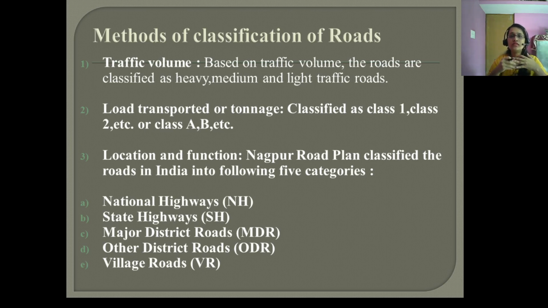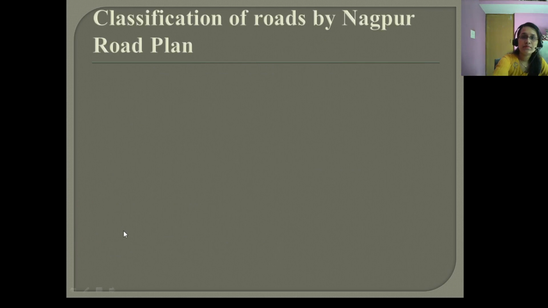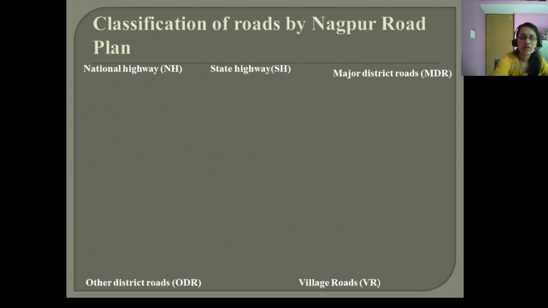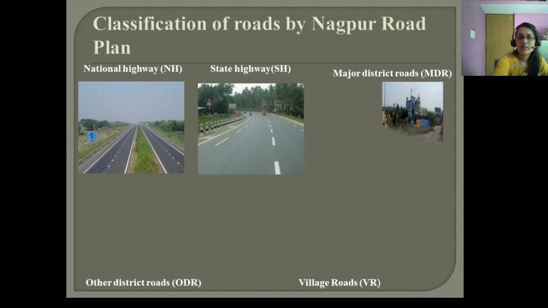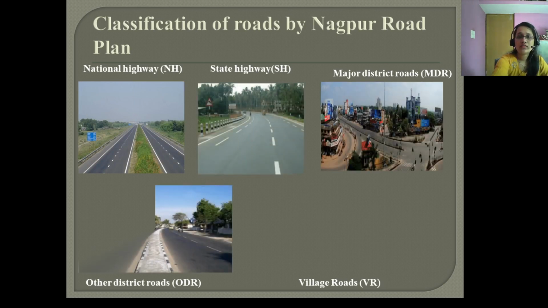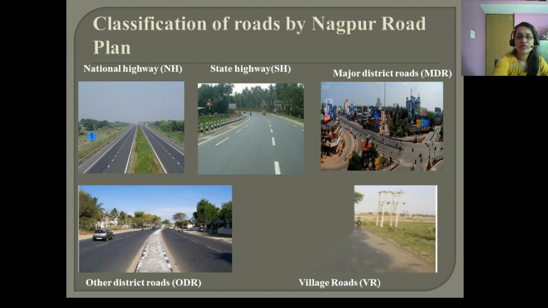Now the Nagpur road plan classified roads in India into the following categories: national highways, state highways, major district roads, other district roads and village roads. We will see this in more detail in the next slide. This is a picture showing national highway, state highways, major district road, other district road and village roads.